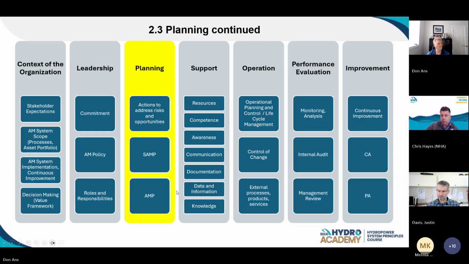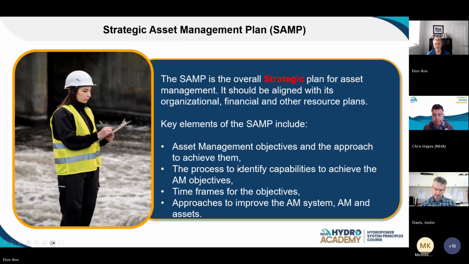Great. Okay. So we talked about this box first, the actions to address risks and opportunities. Now we'll be talking about the SAMP and the AMP. So the SAMP is the overall strategic plan for asset management. It should be aligned with the organizational, financial, and other resource plans. Really, I call it the business plan for the asset management group.